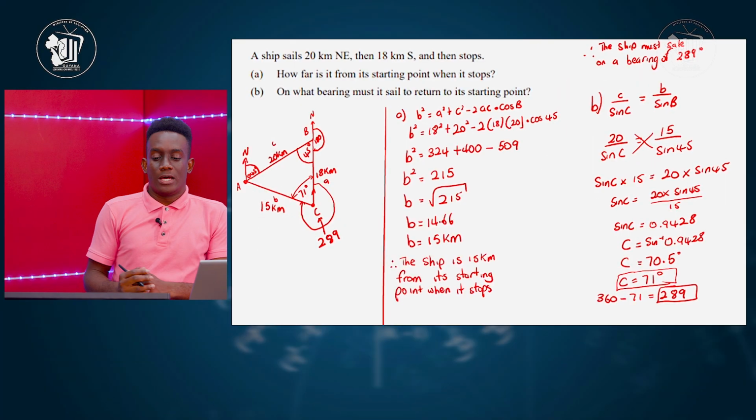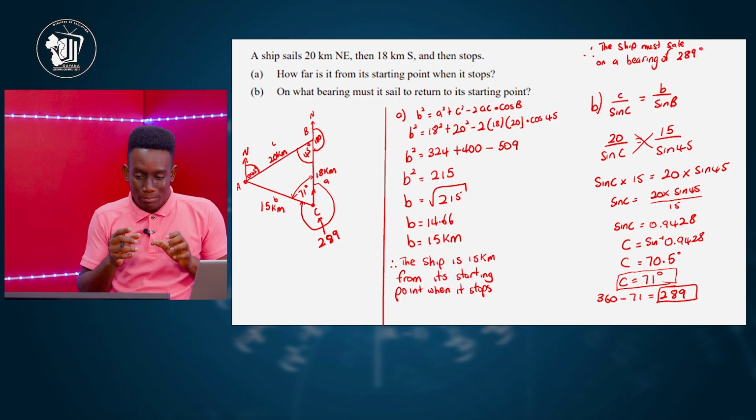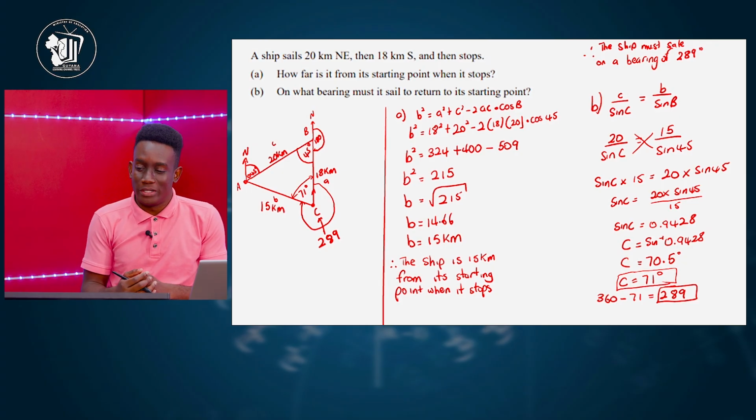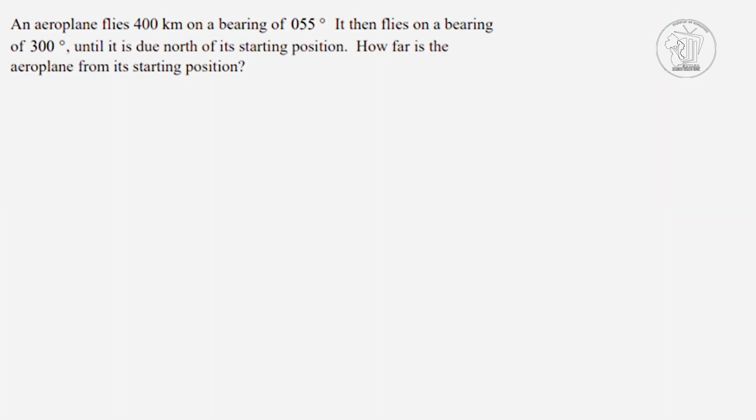And that would be the answer. It must sail on a bearing of 289 to get back to its starting point. And that is how you answer a bearings question. It's kind of a lot of work, but the key, once again, is in the diagram. Of course, you must look at another question.